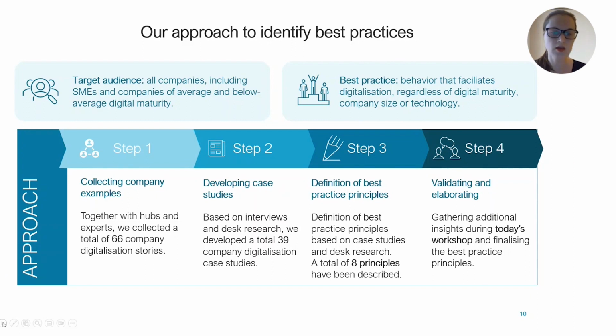So in terms of the steps that we took, we started by collecting company digitalization stories. In total, we collected 66 of them with the help of digitalization hubs as well as industry experts. We then chose from those the most relevant stories for the case of our study, and developed a total of 39 company digitalization case studies. The third step then was to use these case studies as a basis to define the behaviors and the lessons learned that these companies had as they digitalized, that helped them successfully implement digital technologies. As a result, we defined 8 principles that we consider best practices of how companies can behave or act to successfully adopt digital technologies.